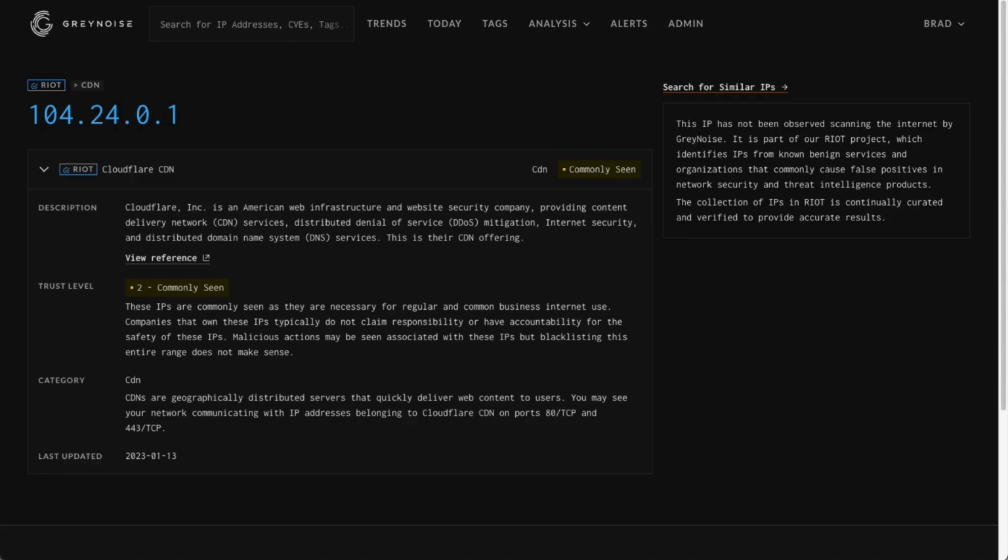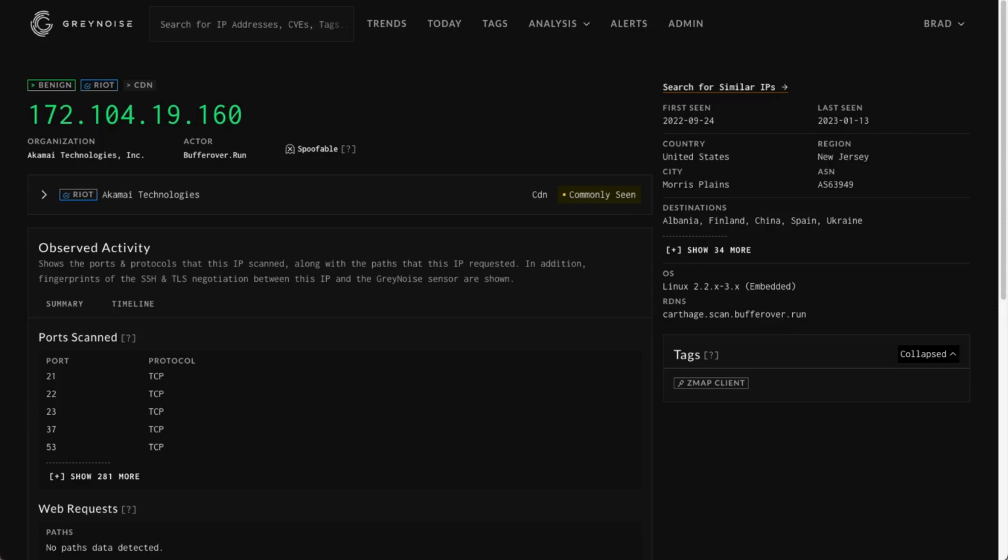Additionally, here is an example of what an IP details page looks like for an IP address that is part of our RIOT dataset. These will have the RIOT tag. For more information on RIOT trust levels, please review the RIOT trust level module or documentation. There are also examples where an IP details page will have an IP address having both a RIOT and classification tag shown, because this IP address is part of both the Noise and RIOT datasets.